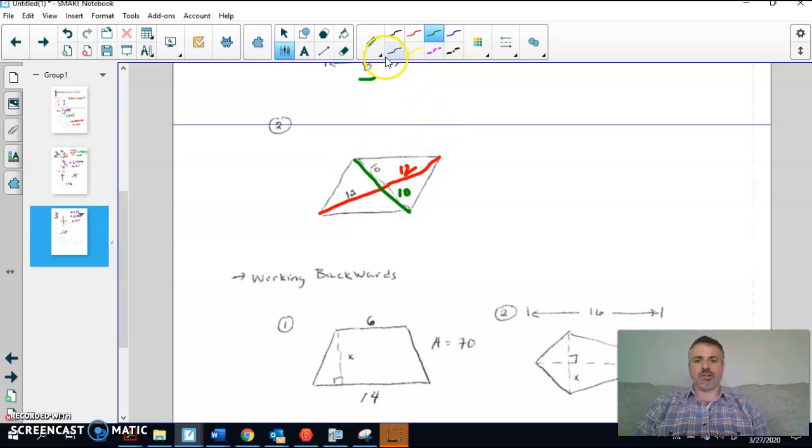So using the same formula, because it has the same formula as a kite, area is equal to 1/2 D1 times D2.